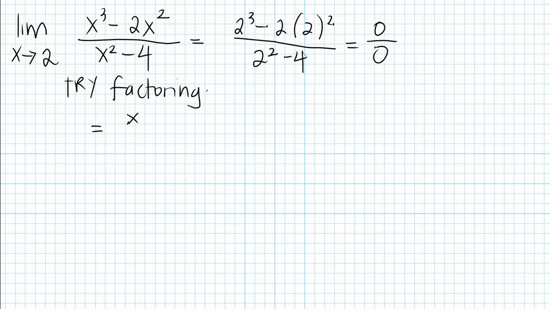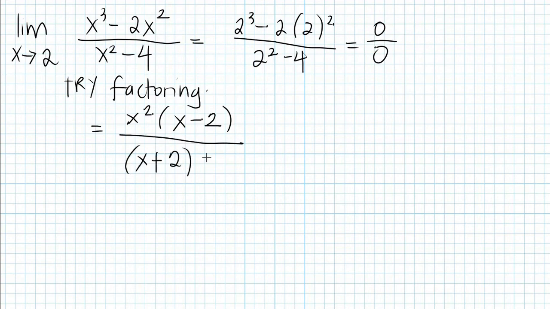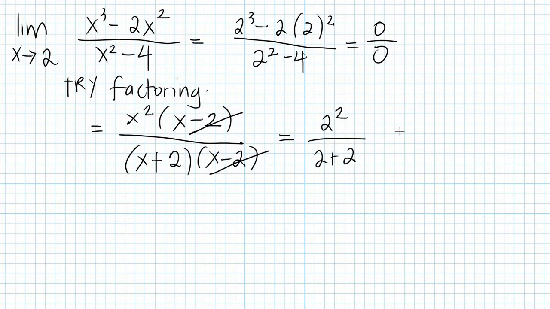And that leaves us with x minus 2 inside the parenthesis over the factors of x squared minus 4, which is the difference of 2 squares. So that will be x plus 2 and x minus 2. Here we can cancel x minus 2, so that leaves us with x squared over x plus 2. And if we directly substitute 2 there, we will get 4 over 4, or 1. So that means that the limit of this function as x approaches 2 is 1.